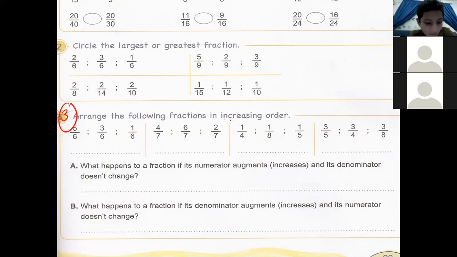Arrange the following fractions in increasing order. Increasing, from where should I start? From the smallest to the biggest. Excellent. The greatest. So we have to start from the smallest fraction to the greatest one.